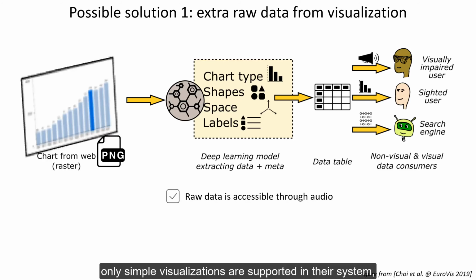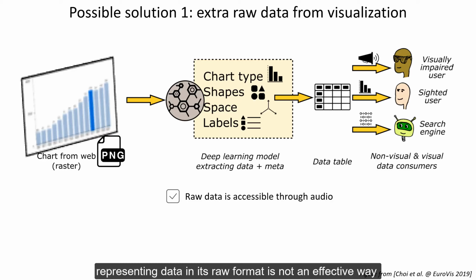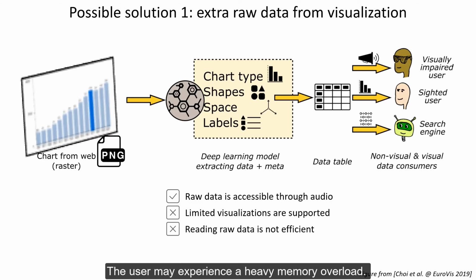However, only simple visualizations are supported in their system, for example line charts and bar charts. Furthermore, representing data in its raw format is not an effective way to pass on information. The user may experience a heavy memory overload. Compared to information in raw format, tactile representation has the potential to preserve the visual information in a format that is accessible for BLV people.